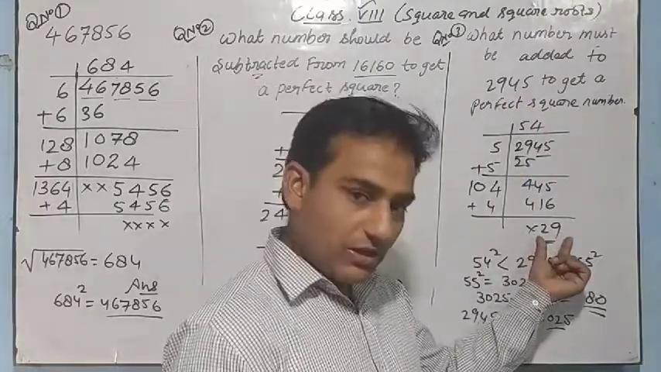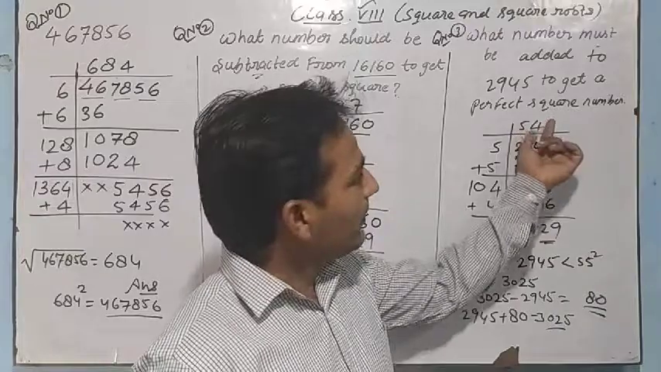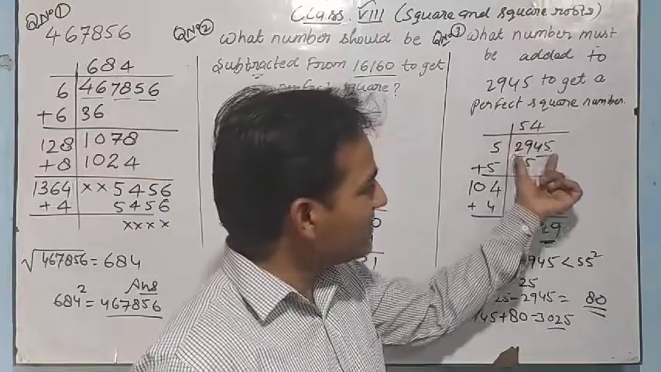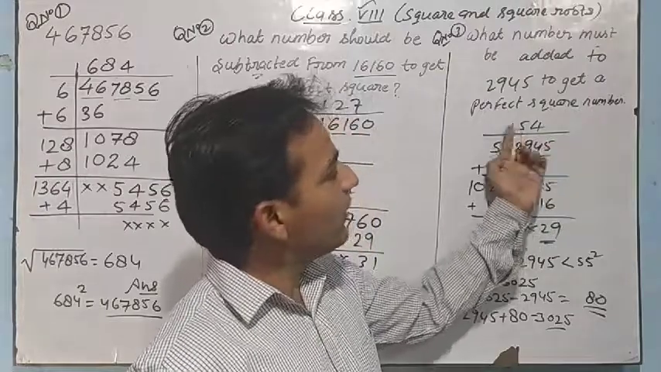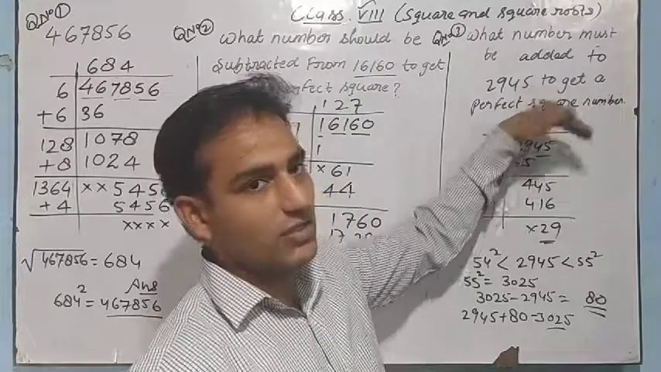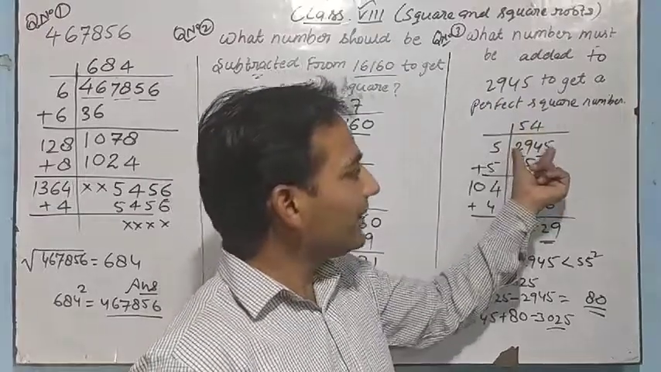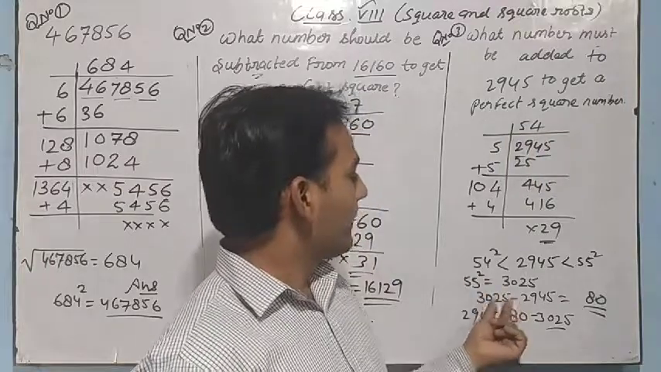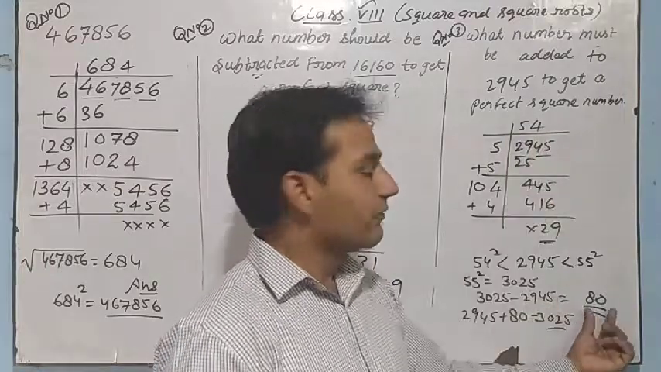So the remainder is 29, and the number that comes here is 54. The square of this number is just less than the given number. So we will get the square of the just exceeding number. Sorry, exceeding number. The successor of this will be more than this number. The successor of 54 is 55. So the square of 55 minus the given number, we will get the answer.